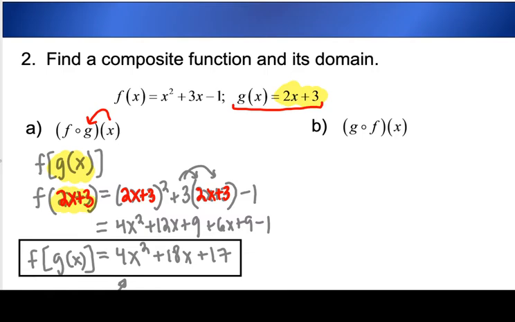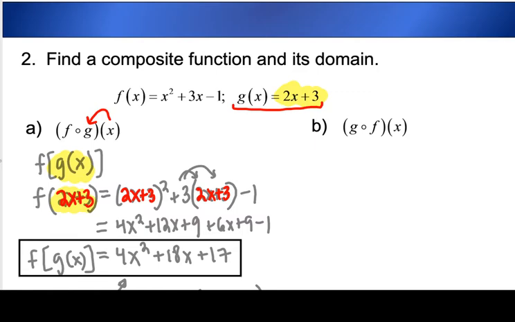the domain is all real numbers. This is a polynomial function. It's specifically a quadratic function, and all real numbers are allowed. Okay, let's try the other way.